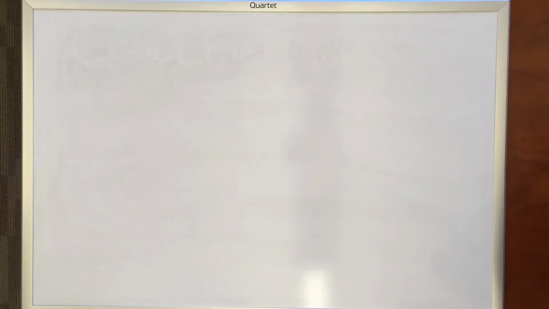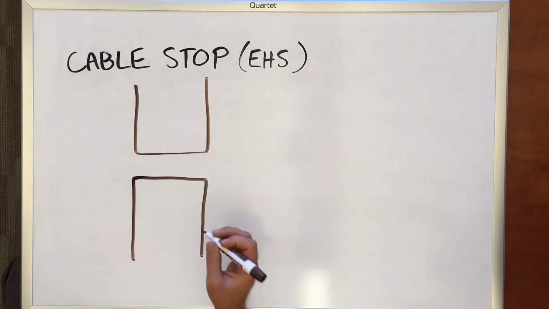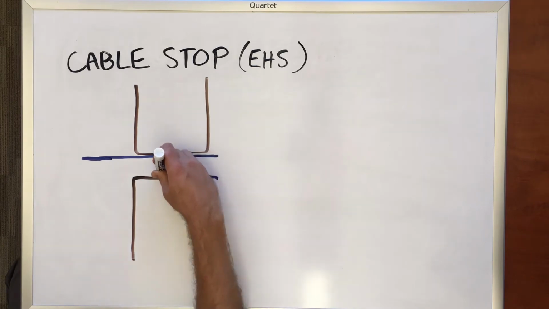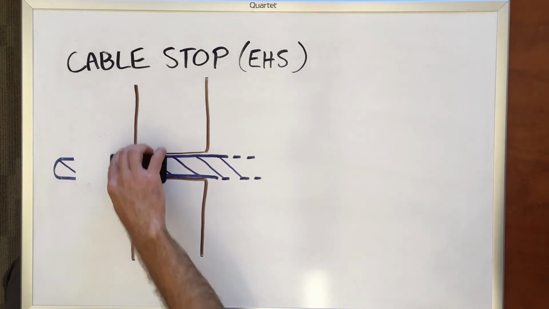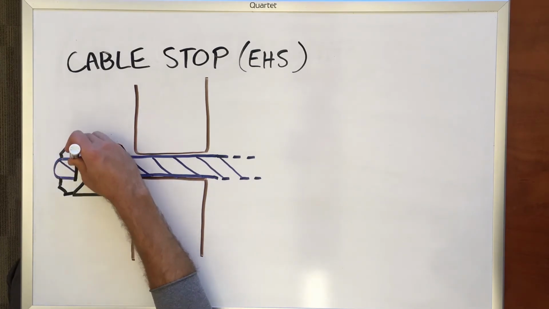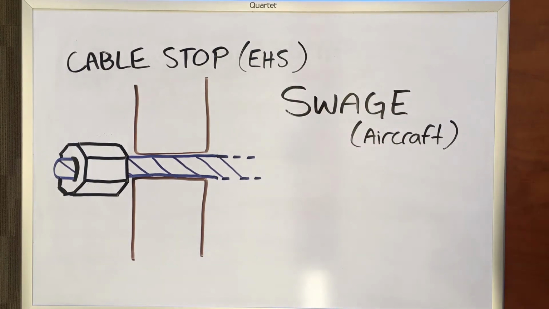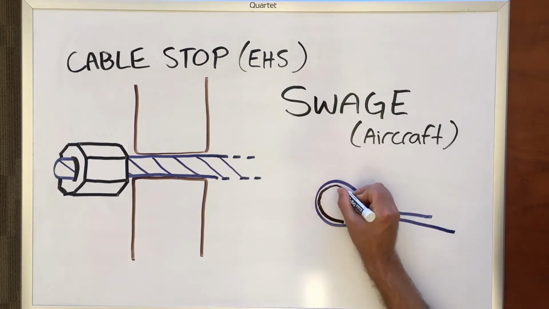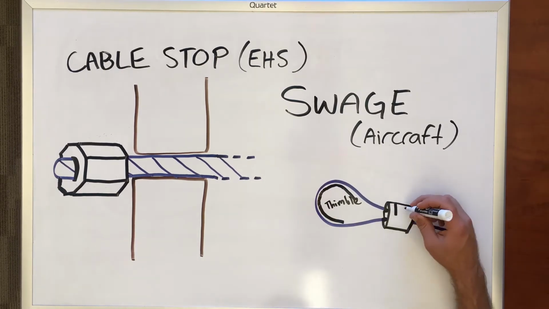The second, less common type of manufactured termination for EHS cable is a cable stop, which is a metal knob affixed to the cable after it runs through the drilled hole in a limb. Thus, cable stops preclude the need for anchor hardware. For aircraft cable, terminations are made using metal swages, which are crimped to the cable to make an eye, after being wrapped around a thimble, of course.